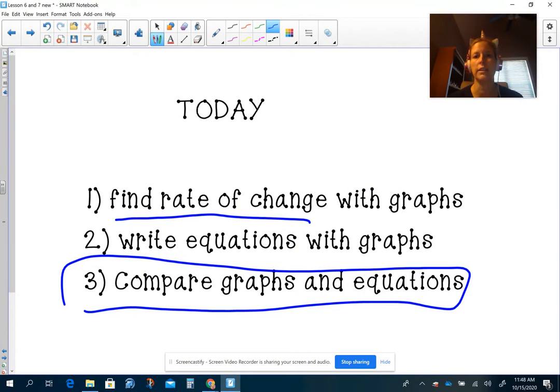So we'll jump on IXL a little bit just to slowly start getting into lesson 7, which is comparing rate of change and initial value with graphs, tables, and equations. But we'll wait for tables to come in on Monday, okay?